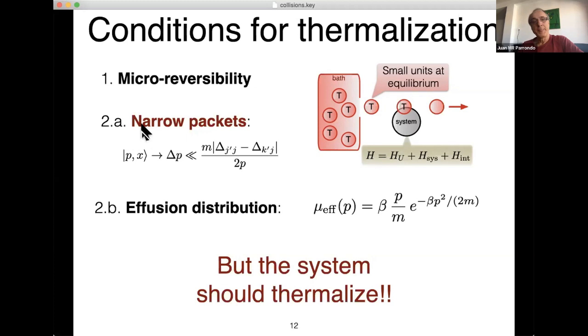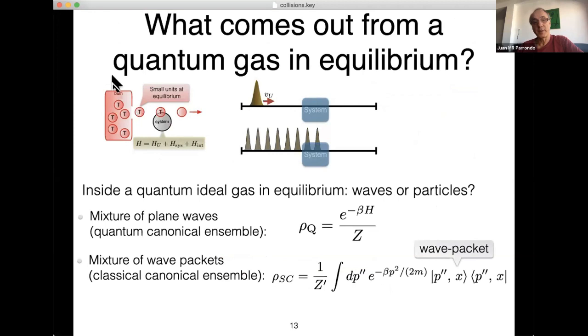But we have found that a necessary condition is this narrow packet. So one question that comes out is, what comes out from a gas at thermal equilibrium? So what comes out from a quantum gas in equilibrium? I have a gas in equilibrium, and I open a hole in this oven, and then what comes out from here? And this is a question that I don't know, we have looked for previous work and it's not clear.